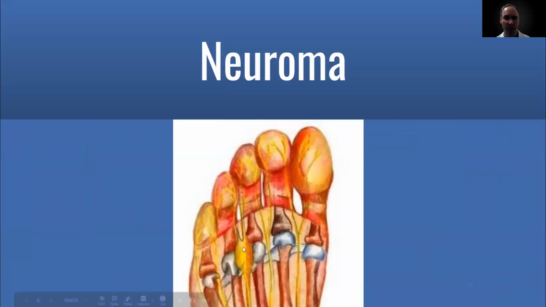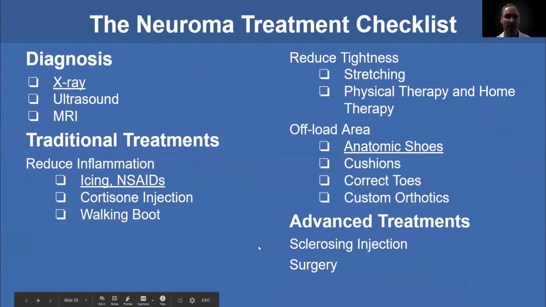Neuroma is a painful nerve called Morton's neuroma between the third and the fourth interspace. Usually people feel like they have a bunched up sock in their shoe. I start with an x-ray, then I'll usually do an ultrasound to measure the size. I don't do MRI that much anymore with ultrasound, but if I want to measure the actual size and see if there's any other things going on, I start with people icing, anti-inflammatories.